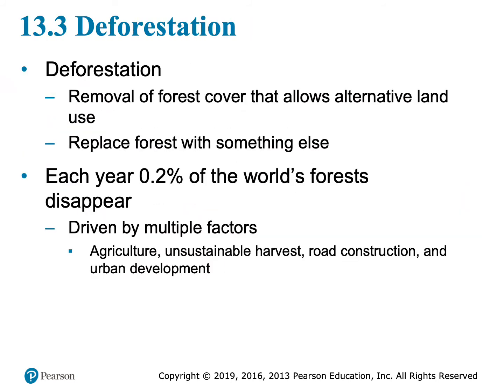As we look at deforestation, this brings us to the bottom part of your notes, 13.3. Deforestation is your first blank. That is the removal of forest cover to an extent that allows alternative land uses. More simply put, deforestation is the process in which humans replace a forest with something else, such as agriculture, pasture, or pavement. Each year, about 0.2% of the world's forests can disappear, and it can be driven by multiple factors, usually agriculture, unsustainable harvest, road construction, and other urban development.